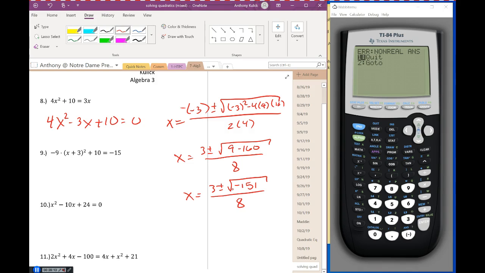Why not? Because there isn't something that I can square to give me negative 151, because I can't take two identical numbers and multiply them and get a negative. If they're both negative, I should get a positive. If they're both positive, I should get a positive. I can't have two identical numbers multiplying to give myself a negative, right? So we don't have a way to solve this particular problem.